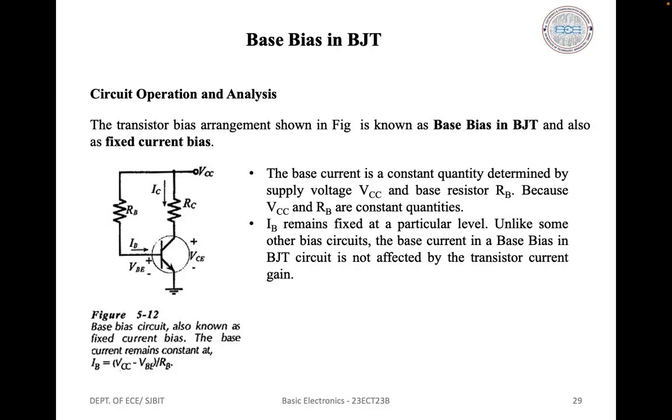The voltage drop across RB is VCC minus VBE, and the base current IB is equal to (VCC minus VBE) by RB. In this equation, the base emitter voltage, that is VBE, is taken as 0.7 volts for silicon transistor and 0.3 volts for germanium device.